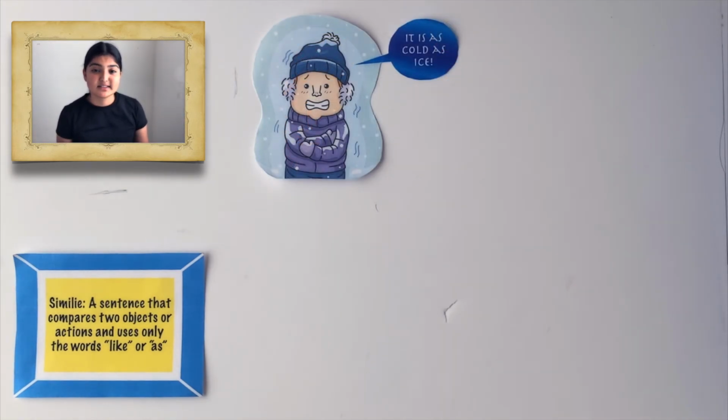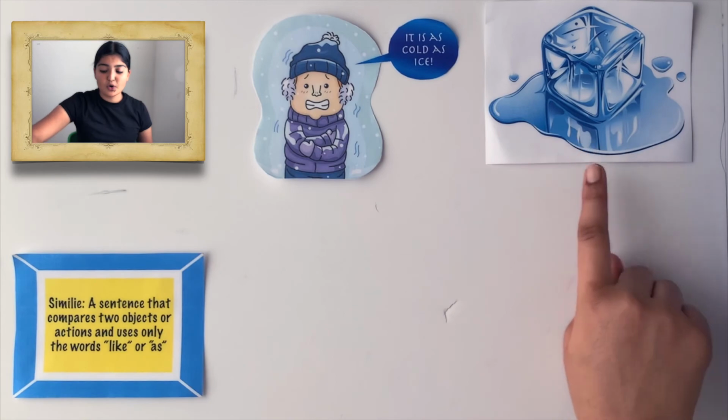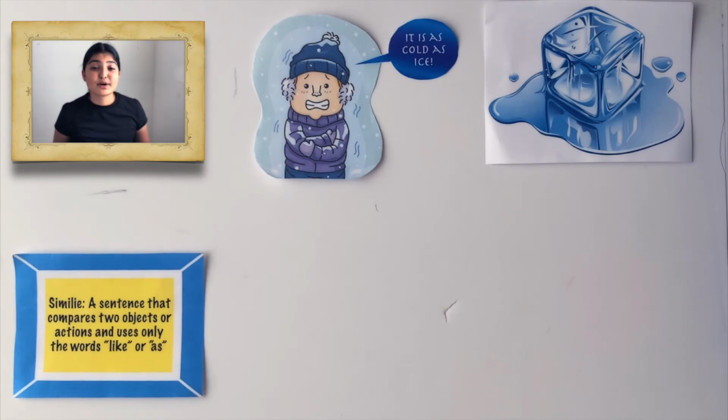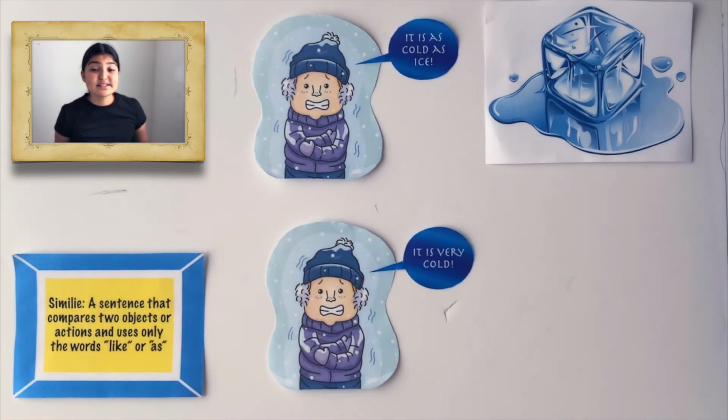Here is Oscar. Oscar was walking home from his friend's house when it started to snow. Oscar says, "It is as cold as ice." Now, of course, Oscar does not actually mean that it is as cold as ice, because ice is freezing. But what Oscar means to say is, "It is very cold." This is an example of a simile, since Oscar is comparing how cold he feels to ice.